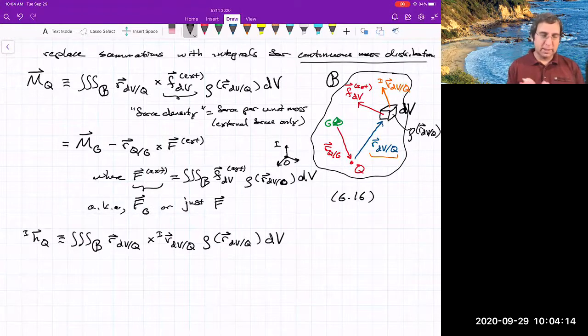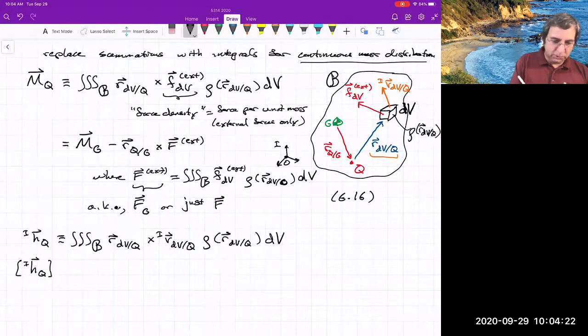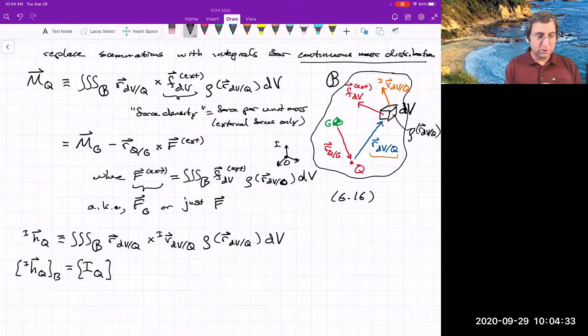So we know it can be written that way, but what we will typically do is, once you've chosen some body fixed frame, B, write this as equaling the 3×3 moment of inertia matrix of the body with respect to Q times the angular velocity of the B frame with respect to the I frame.